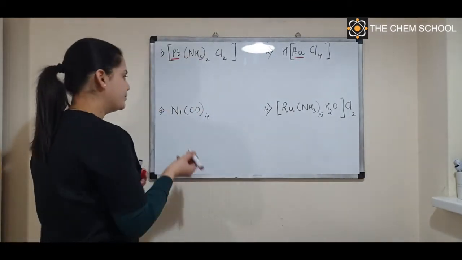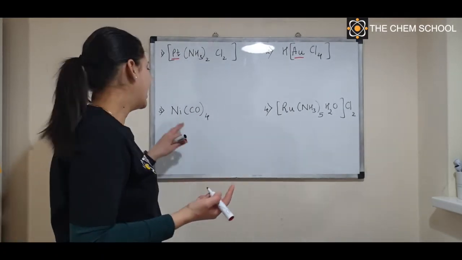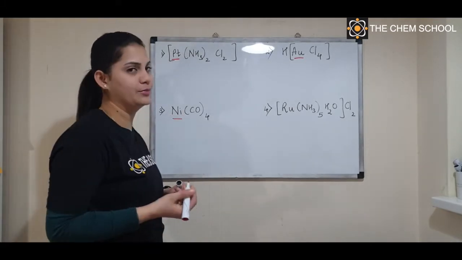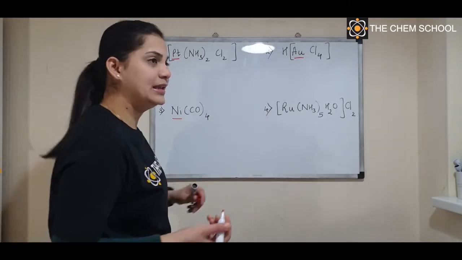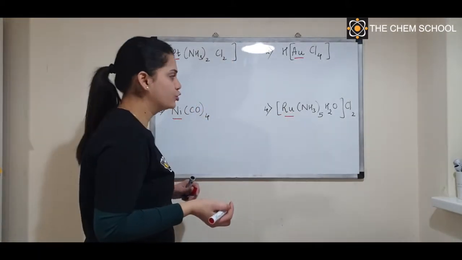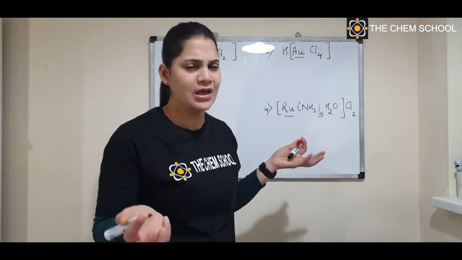In the third one, there is no square bracket, but you know that carbon monoxide is a ligand and you have only one metal, so definitely you will calculate the oxidation number of nickel. In the last one, it is going to be ruthenium, because after the square bracket it is ruthenium, and you have no other metals in all 4 examples. So this is very simple.